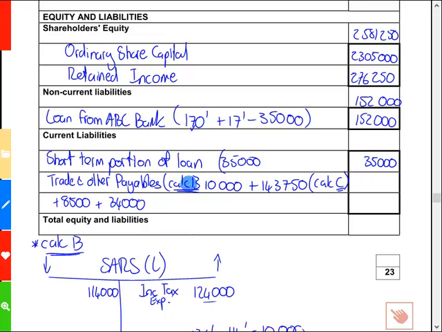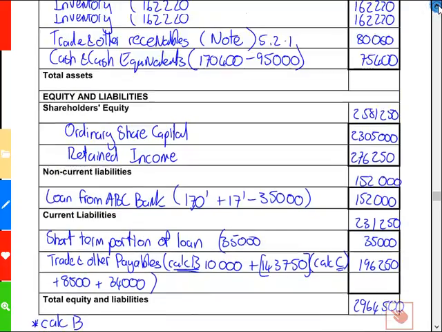Trade and other payables. If we add this up, let's quickly do that. 196,250. You could have split out the shareholders for dividends if you wanted to and have a separate line item. Right, if you then total your current liabilities, this comes to 231,250. Total equity and liabilities then comes to 2,964,500. We're supposed, well, let's add up our total assets as well.